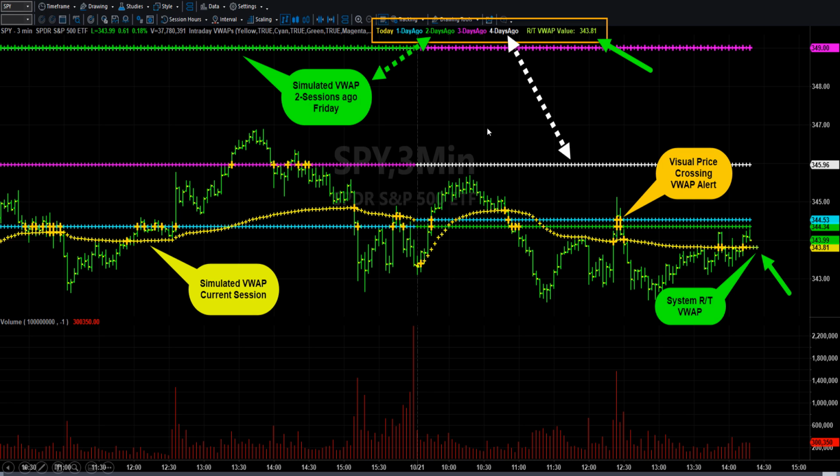Sometimes the lines will be right on top of each other, so you won't see a green line or a magenta line or a white line. It's because somehow the VWAP settled on the exact same price or close to the exact same price on the previous day. You'd be surprised that happens more than you think it would.